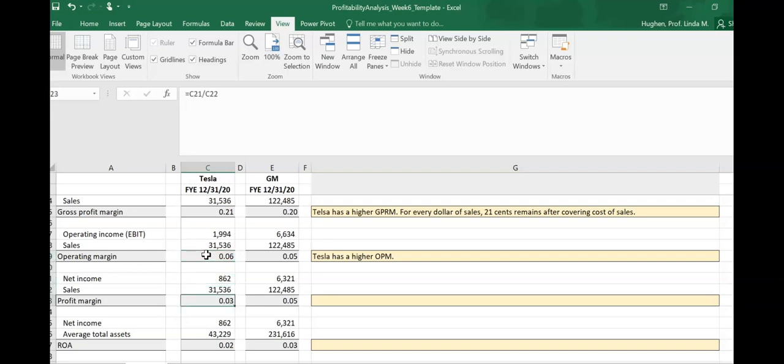Profit margin accounts for all costs of the company that the company incurred that accounting period, and we see that GM had a higher profit margin, so for every dollar in sales, 5 cents remains as income. So although Tesla has a higher gross profit margin and a higher operating margin, we see GM has lower non-operating expenses, or as we saw, GM had non-operating income. And so it was able to earn a higher profit margin in this non-operating section.